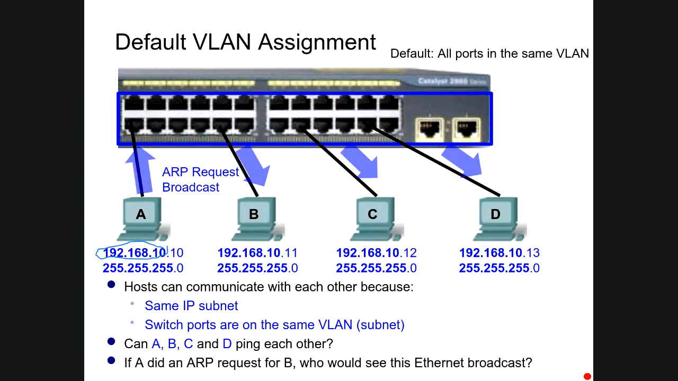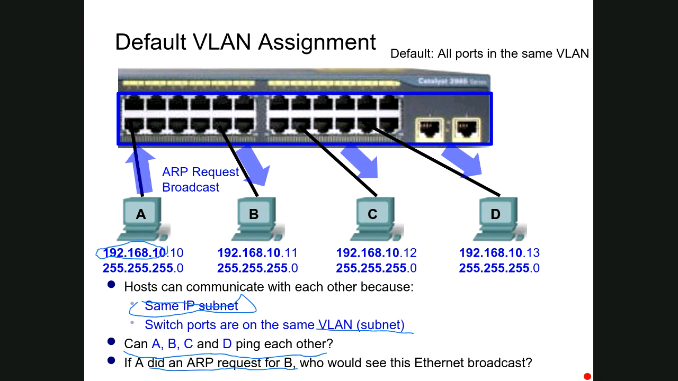So all the workstations are configured to have the same /24 prefix, the 192.168.10. So they're on the same IP subnet. And they're all in the same VLAN because by default, all of the ports on the switch are set to be in the same VLAN. If they were configured to be in different VLANs, they wouldn't hear each other's traffic at all. So the question, can they ping each other? Well, absolutely.